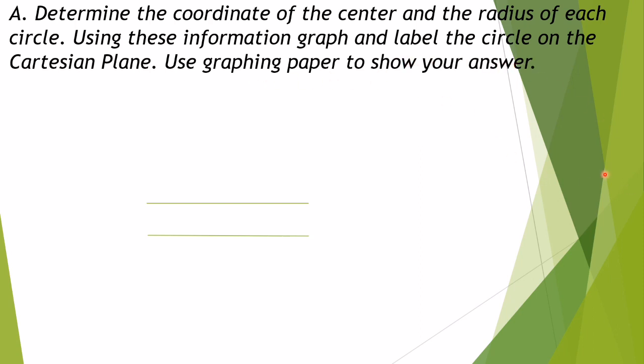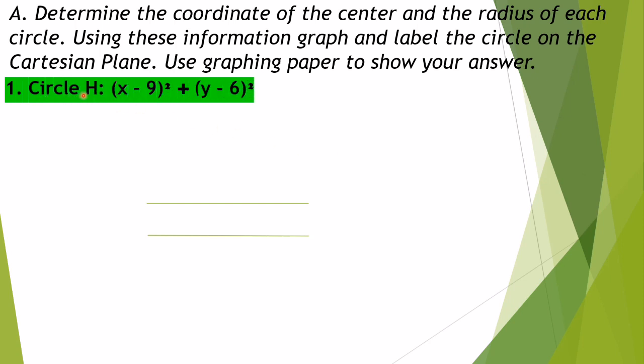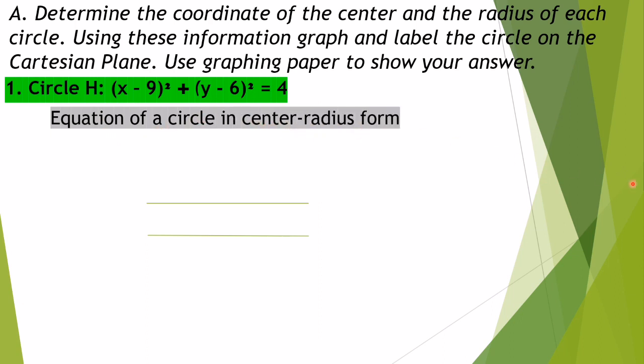For our first given, meron tayong circle H. So (x - 9)² + (y - 6)² = 4. So ang equation of a circle in center-radius form ay (x - h)² + (y - k)² = r², wherein h is the coordinate of x, k is the coordinate of y, and r is the radius.